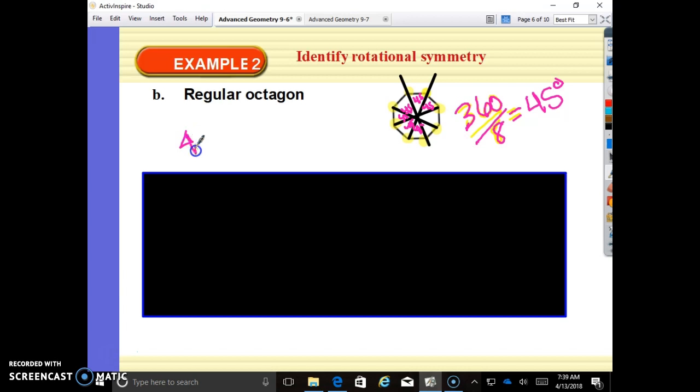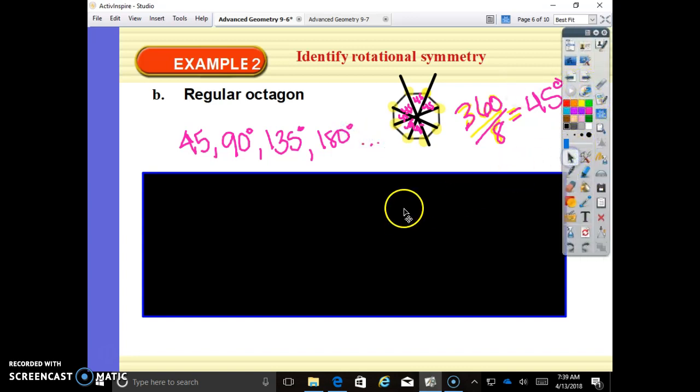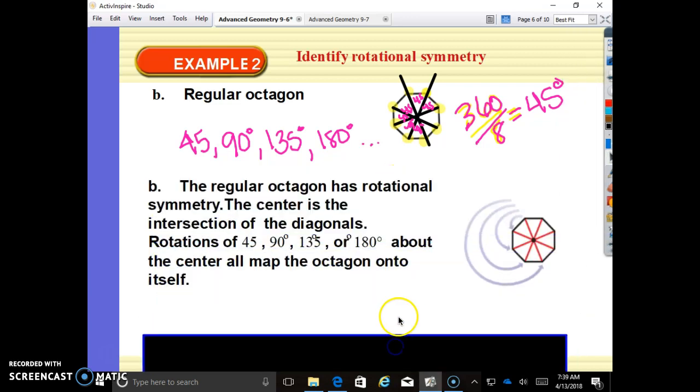So it has rotational symmetry at 45 degrees. 45 plus 45 is 90. 90 plus 45 is 135. 135 plus 45, 180. They only, in this textbook, want you to do rotational symmetry up to 180. So at 45 degrees, 90 degrees, 135 degrees, and 180 degrees, it looks the same.